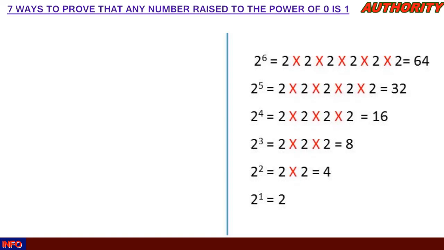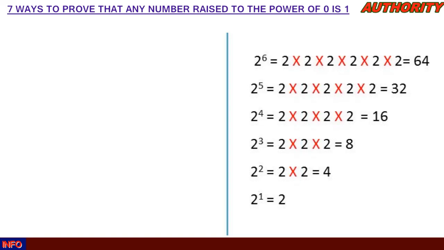Reduce it again, 2 raised to power 2. Reduce it again, 2 raised to power 1. Reduce it again, 2 raised to power 0. Then, what pattern does the answer follow? Okay, the pattern that it follows is this.